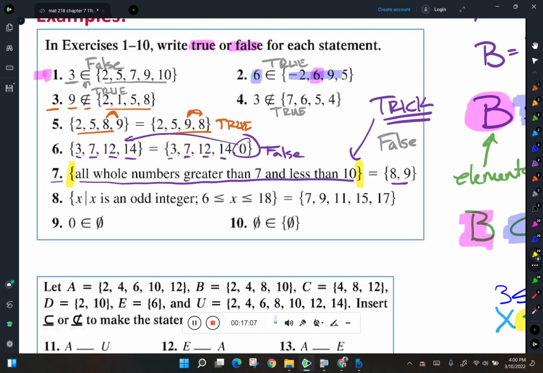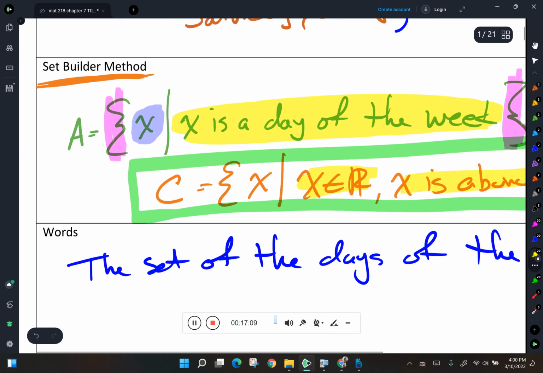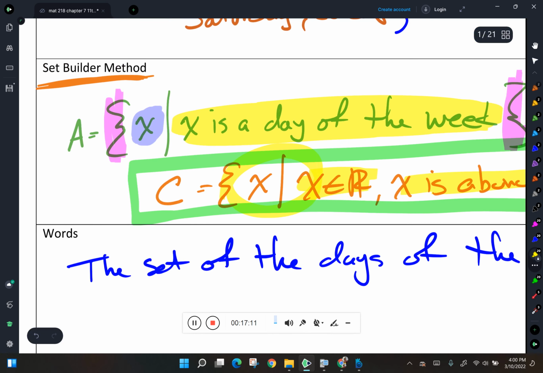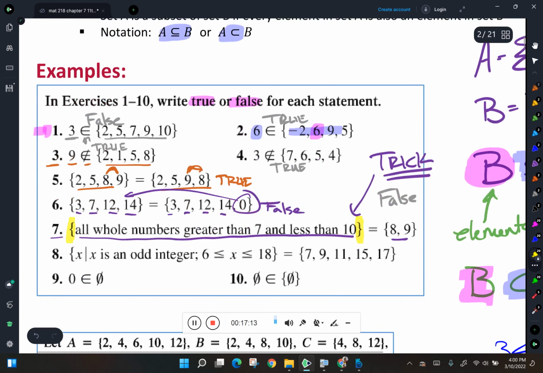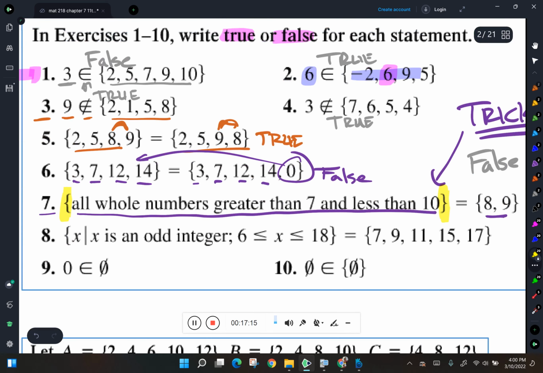There's no set builder notation. There's none of this "x such that" business there. So that means that this is a set that is being defined using roster method. Do you see any commas? Since there are no commas anywhere, this whole phrase here is simply one element. And that element is definitely not the number 8, nor is it the number 9. Right?